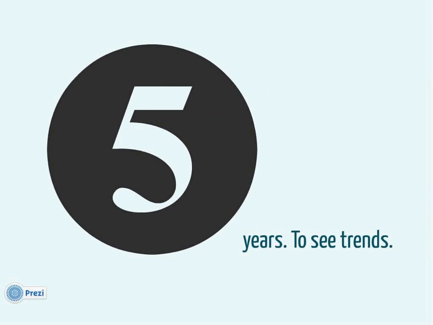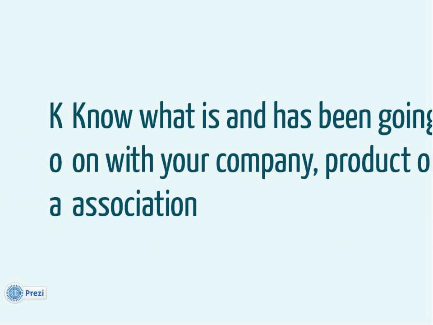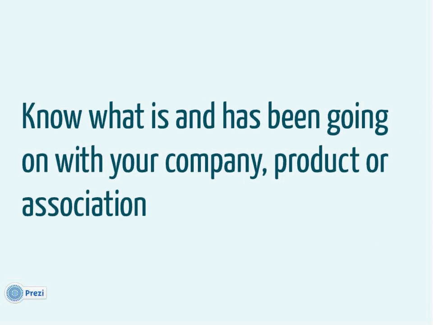As you're looking at your situation analysis, I recommend looking at trends year over year. Five years is a good span of time to truly get a big picture of what's going on. This will help you see if what you're looking at from the year before is just a fluke, or if that's really something that's actually happening year over year and something you should take seriously and address with your marketing. So knowing what is and has been going on with your company, product, or association helps you better make decisions about your marketing goals and what you want to accomplish with those tactics.